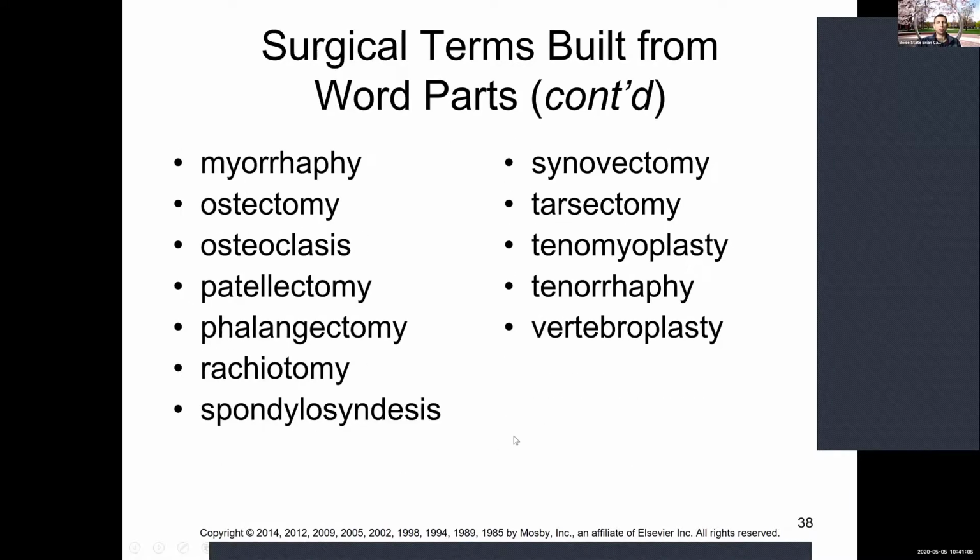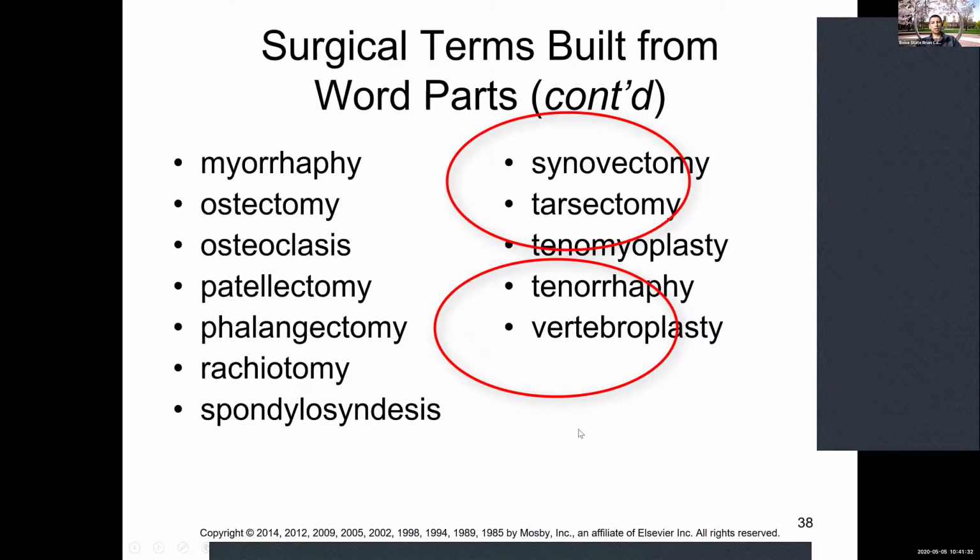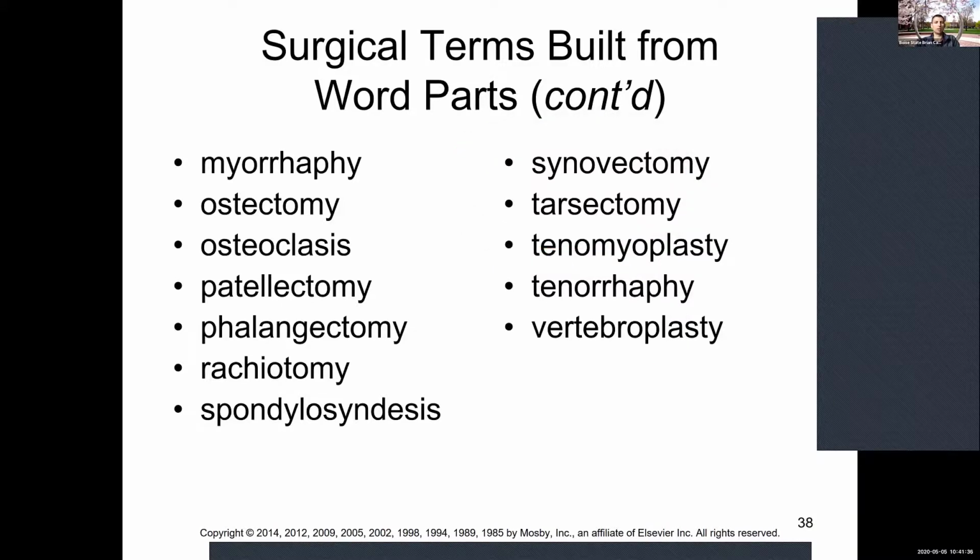And then this list is just continued, and again, nothing new here, just the word roots, you know, so whether it's bone, osteo, phalanges, patella, for the kneecap, rachis, we talked about that with the spinal column, vertebral column, vertebro, tendons, so tarsals, synovial fluid. Same word roots, our new word roots, and different procedures in discussing that.